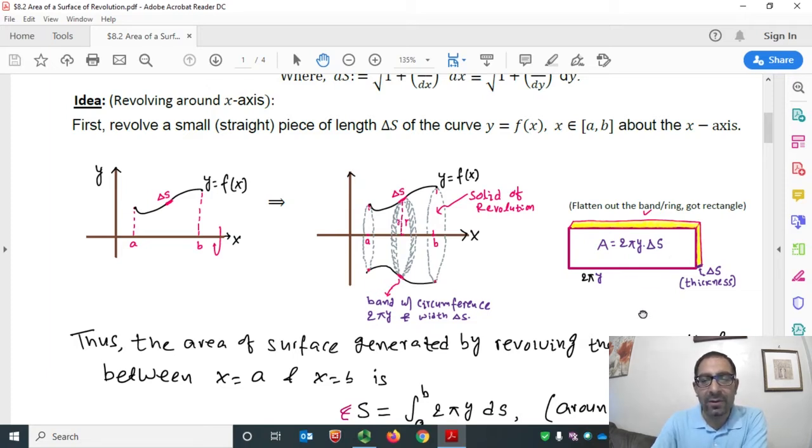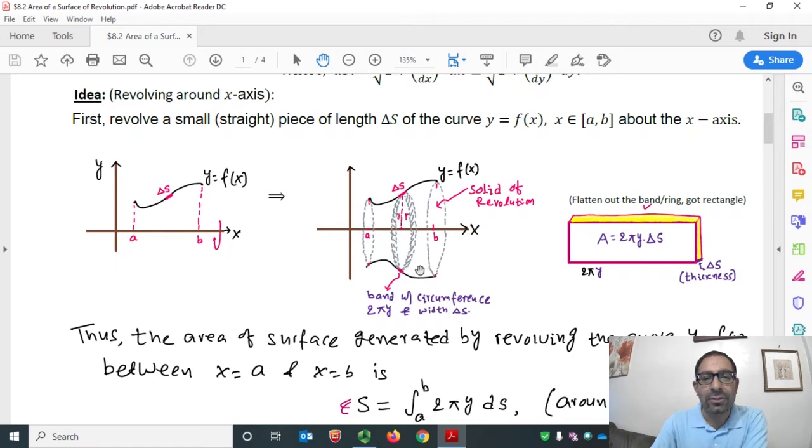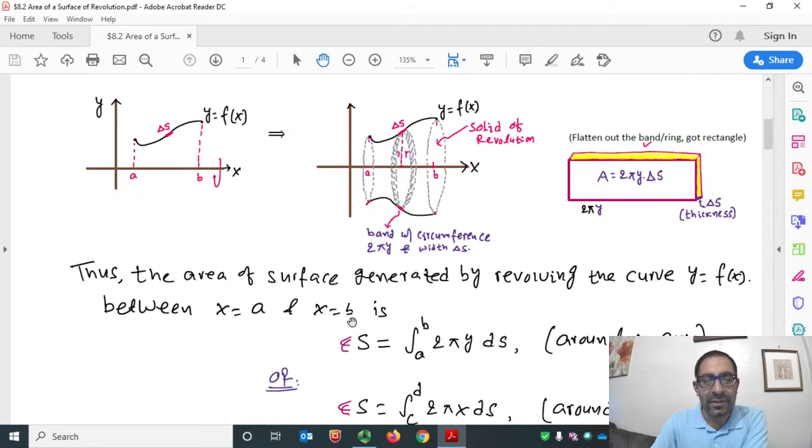Great. And now to find the total surface area, we are adding those areas, right? That means we are taking the definite integral from a to b. So that's the idea. The surface area generated by revolving the curve y equals f(x) between x equals a and x equals b is denoted by S and is defined by S equals the definite integral from a to b of 2 pi y ds. That's the formula, right? 2 pi y, and this becomes ds.